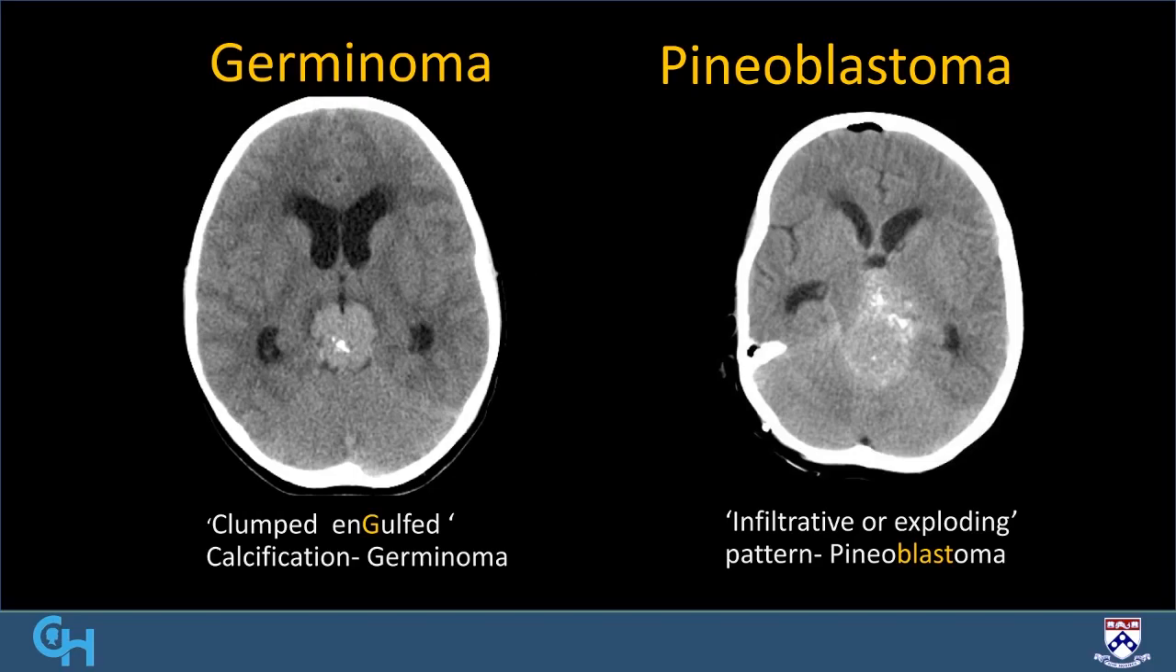So this is a comparison of a germinoma and a pineoblastoma calcification as we see on CT. Classically, in germinoma, you have more chunky or clumped and engulfed calcification. The calcification is engulfed by the tumor. And here in this case, there's also a mass in the pineal region, but notice the calcification within it has a more infiltrative or an exploded appearance within the tumor. And this is typical for pineoblastoma.